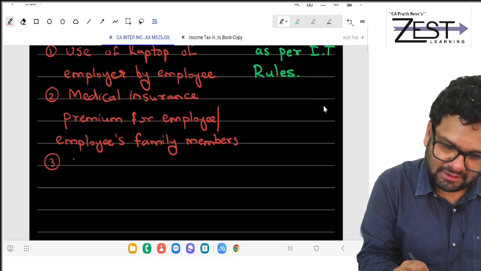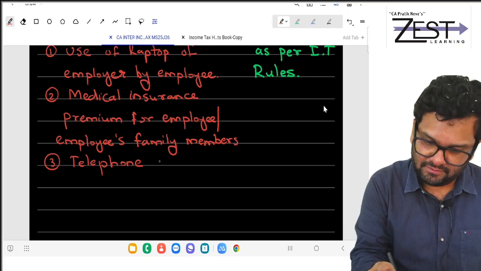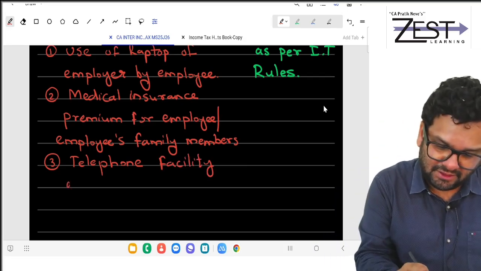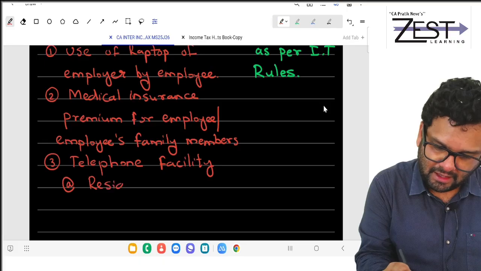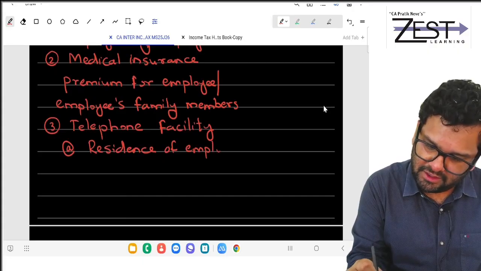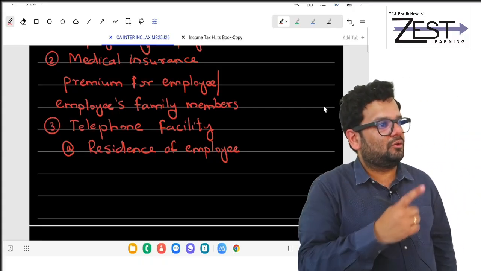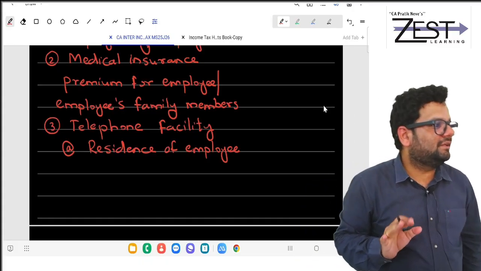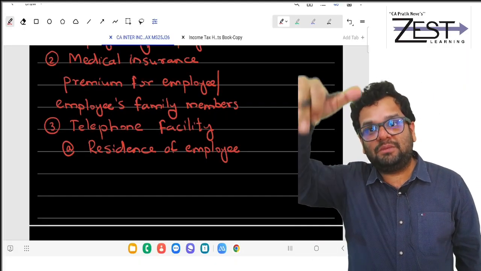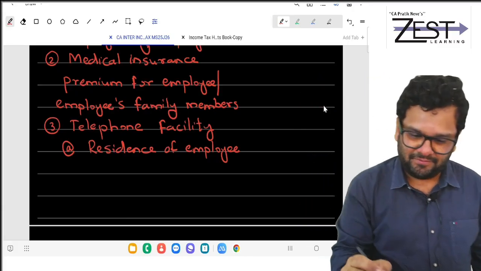Third, telephone facility. Where telephone facility is given at the residence of the employee, it's a tax-free perquisite. Any doubt? It can be telephone expense reimbursement or the telephone bill of the employee's residence paid by the employer. Both are tax-free.